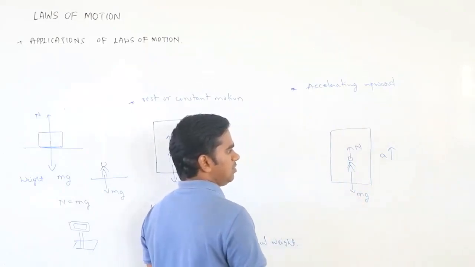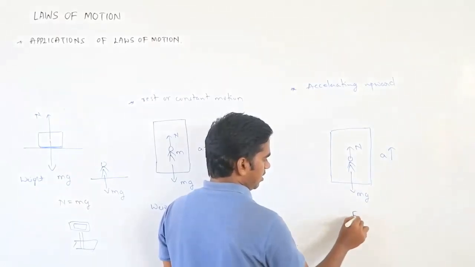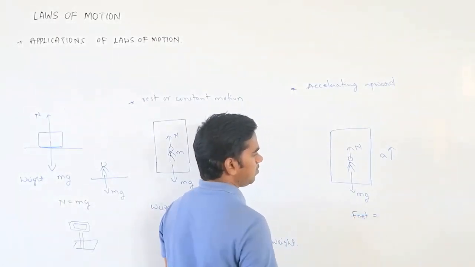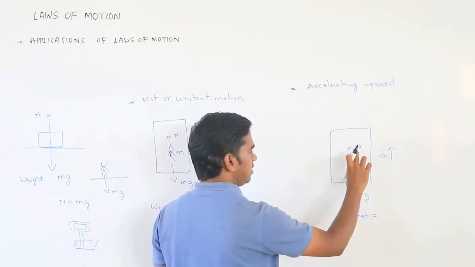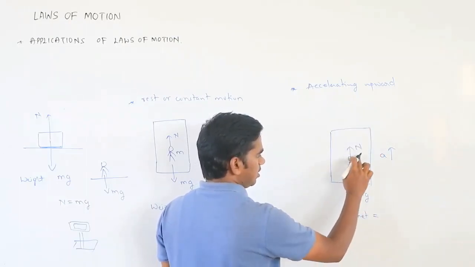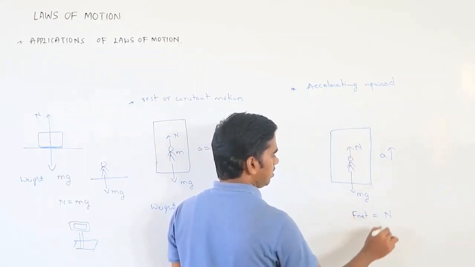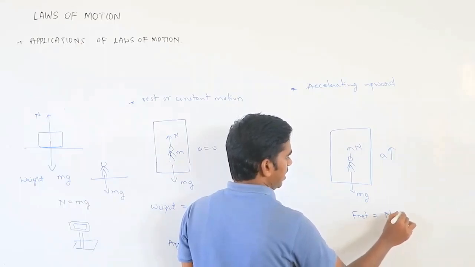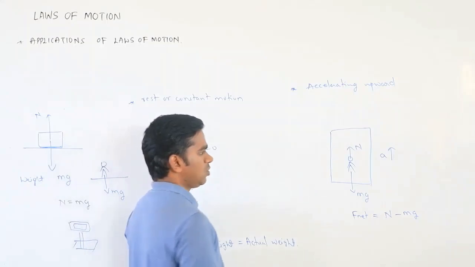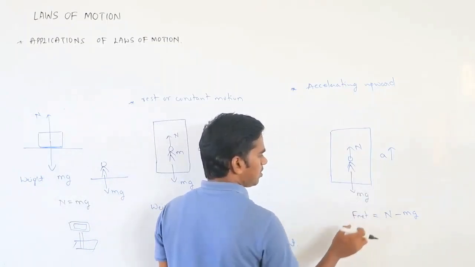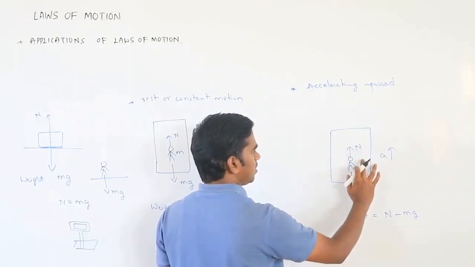Or if you want to find the net force, what is the net force here? Since it is moving upward, the upward force is more, so the net force is normal minus m into g. Or simply you can write it as mg plus this, which is the total upward force.